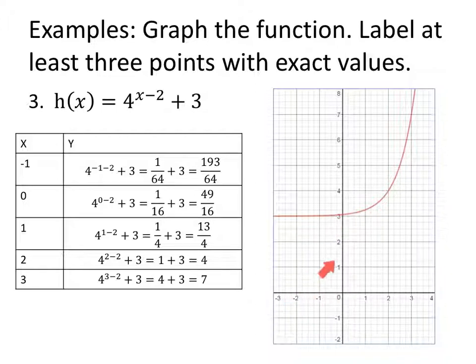Notice it's no longer the y-intercept of (0, 1), and that's because we've shifted to the right 2. We've shifted the graph up 3. So there's a lot going on here. Simplifying x values of 1, 2, and 3, we'll end up with (1, 13/4), (2, 4), and (3, 7), and there's our graph. Notice that it does seem to approach this asymptote, really poorly drawn asymptote, but the asymptote is the horizontal line y equals 3.